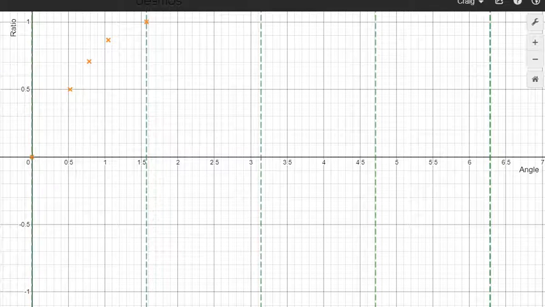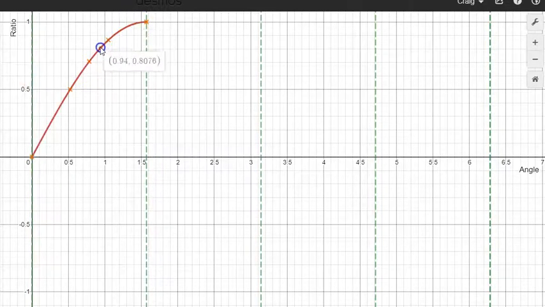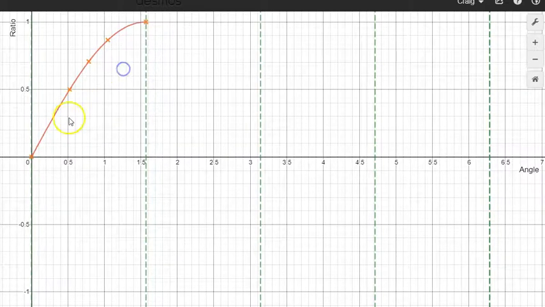Drawing that, we get this funky looking function here. Notice that at the lower values of the angle, it grows quite aggressively, but as the angle approaches pi on 2, it starts to taper off in its aggressiveness.